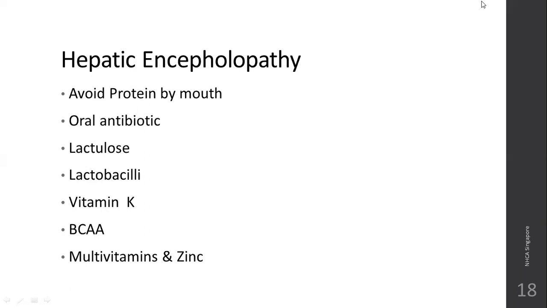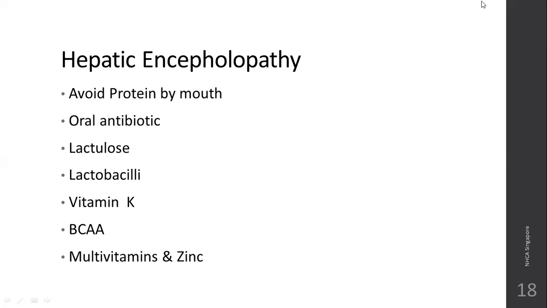Hepatic encephalopathy. If a patient is diagnosed with hepatic encephalopathy, the main aim here is to reduce the ammonia level as much as possible, to support the liver function also. And you have to make sure that you avoid protein by mouth, orally. Branch chain amino acids can be given, but avoid taking protein via mouth, because that would lead to too much ammonia in the body, too much nitrogen in the body, and the liver will not be able to handle it.